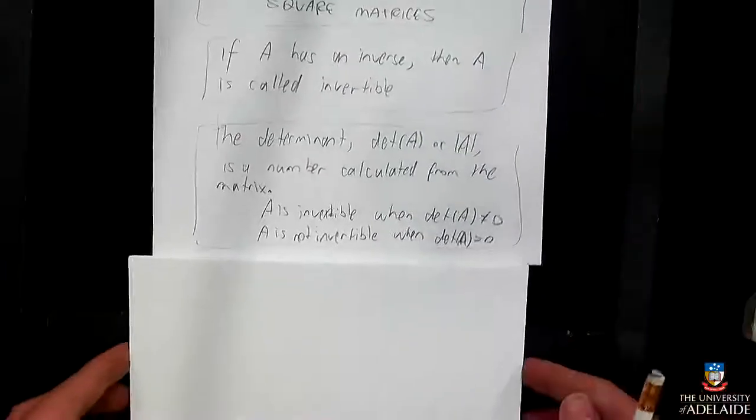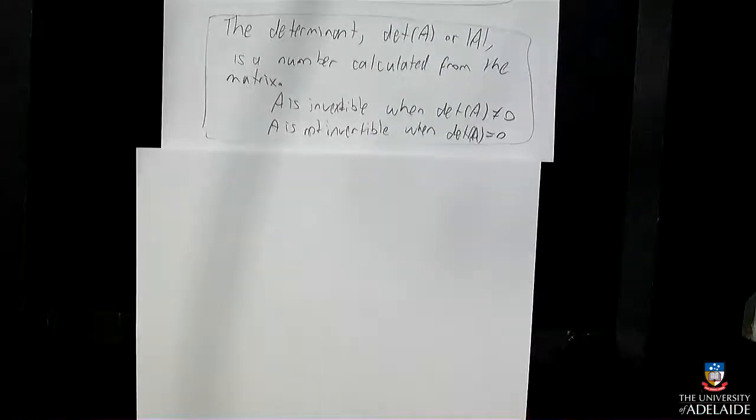Okay, so the big question that wasn't answered in the previous video was, how do you find the inverse? We know how the inverse interacts with various other bits and pieces, multiplication and that sort of thing, but what we don't have is how to find it.